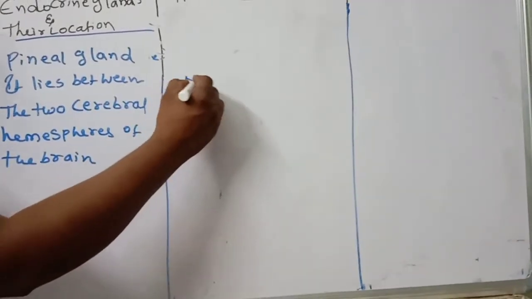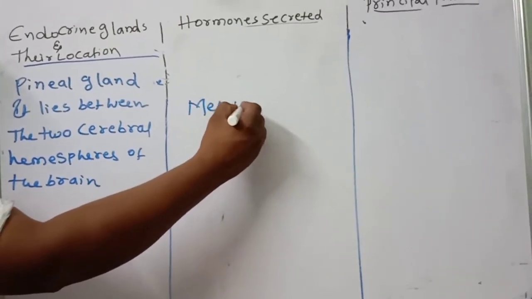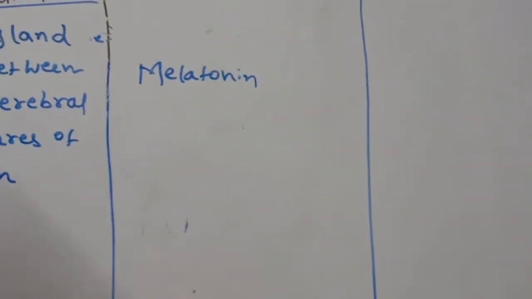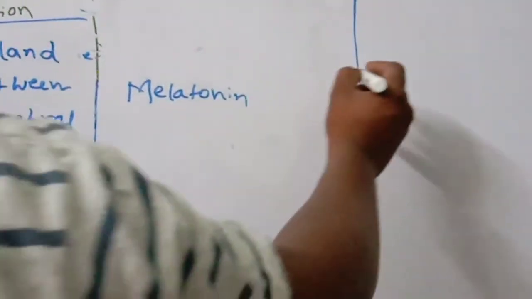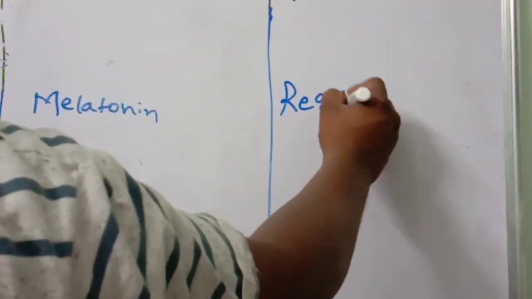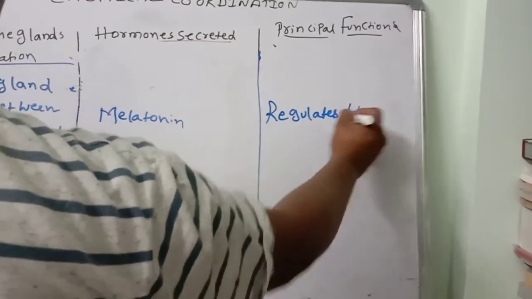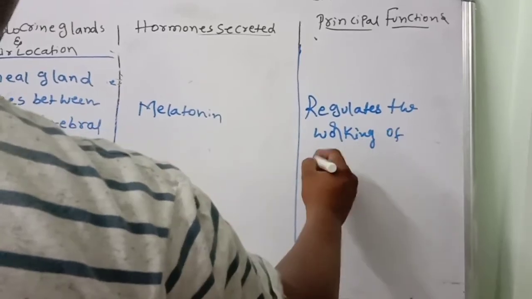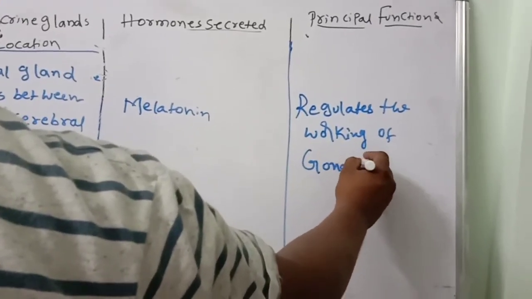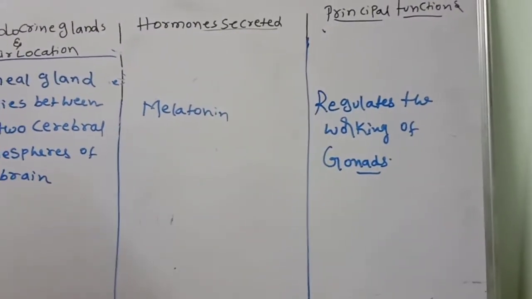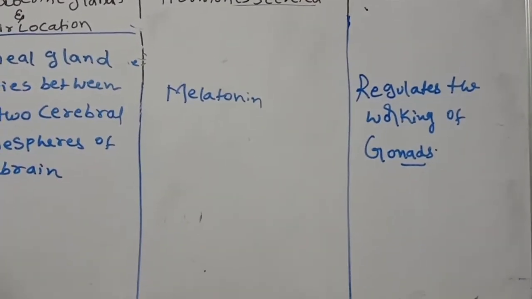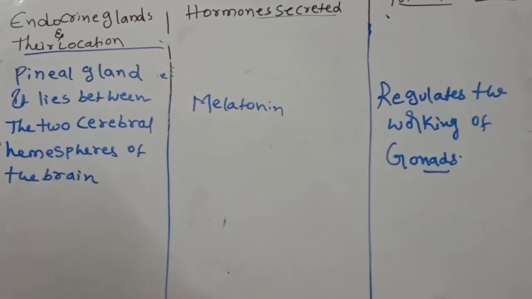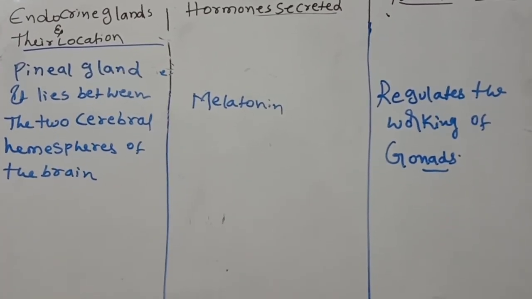It secretes which hormone? Melatonin. What does melatonin do? It regulates the working of the gonads. What is the meaning of gonads? You know very well, gonads means the testis and ovaries. So the functions of the testis and ovaries are regulated by melatonin. So like this, the pineal gland is also there.